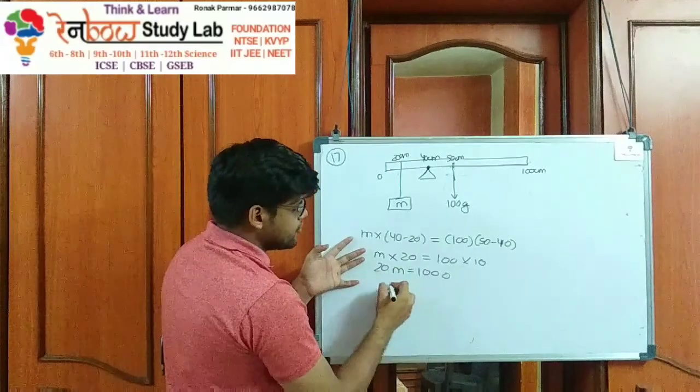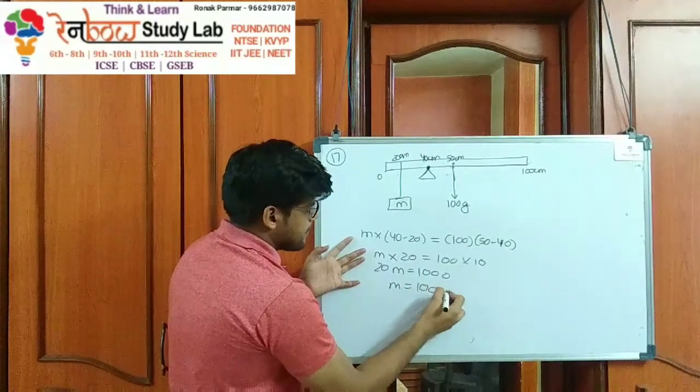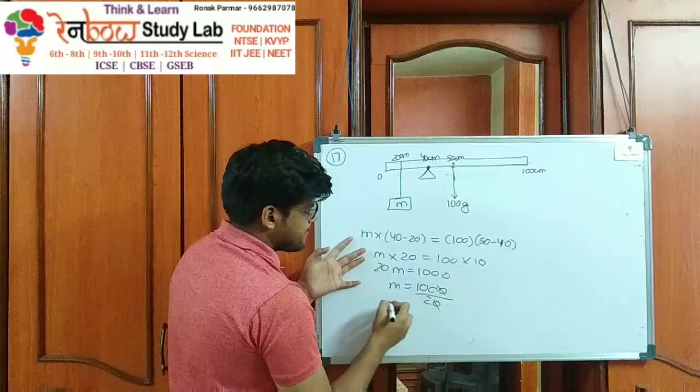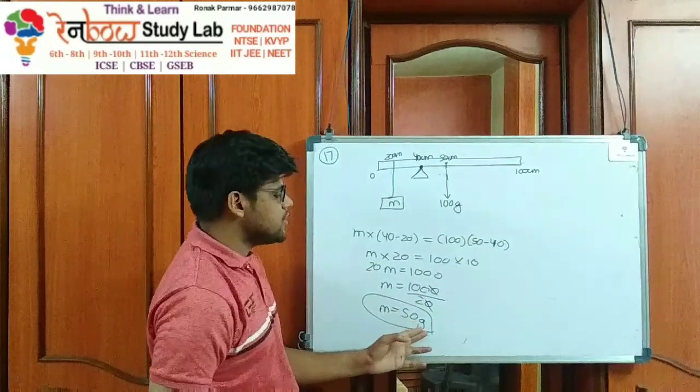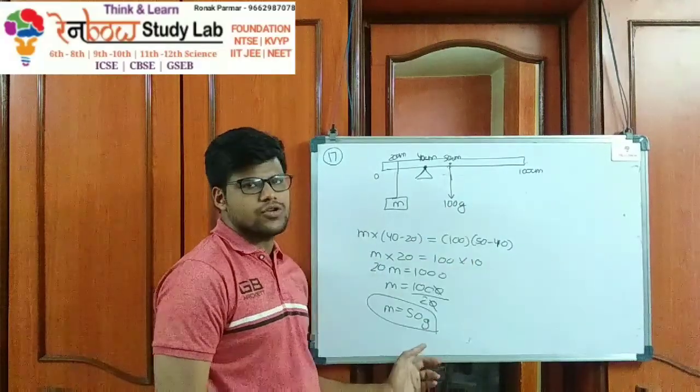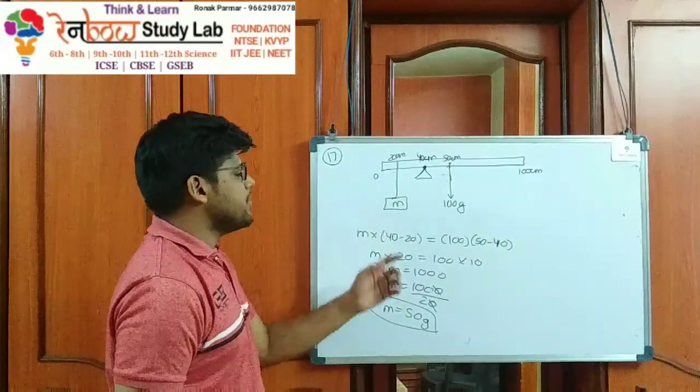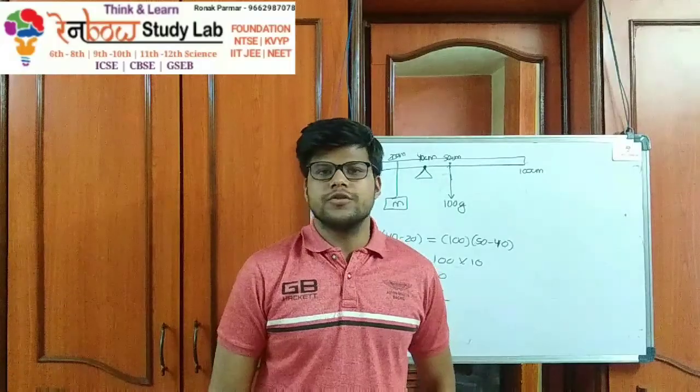This 20 will go in division. So this is 50 grams. Why am I taking gram? Because here the mass is in gram, so your answer will also be in gram. So M is 50 gram. This was your first part.